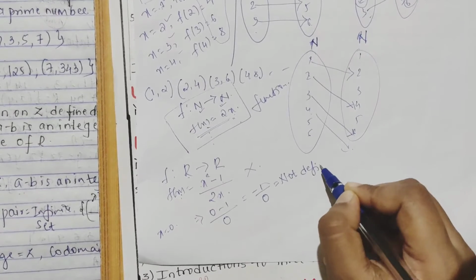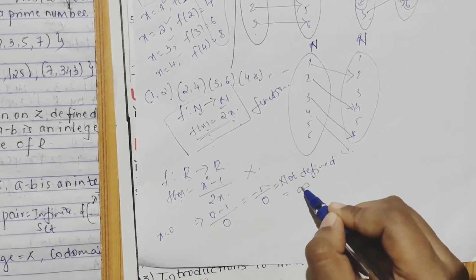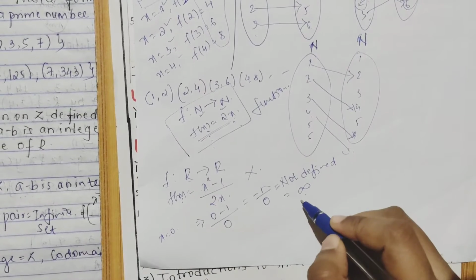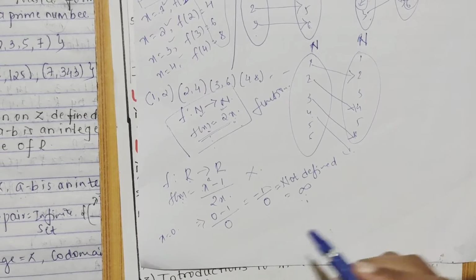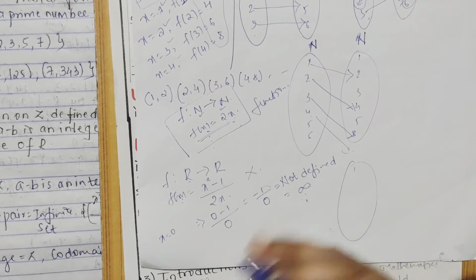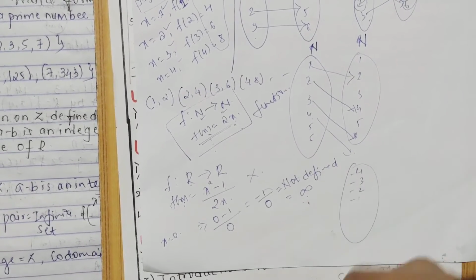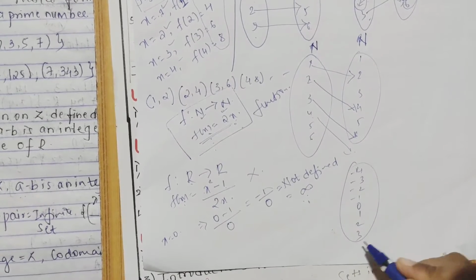You don't have any value for this. We call it infinity, and for infinity there is nothing defined. So whenever you write, if you write 1, you also consider minus 2, minus 3, because real numbers have negative also, positive also, right? 1, 2, 3 and all.